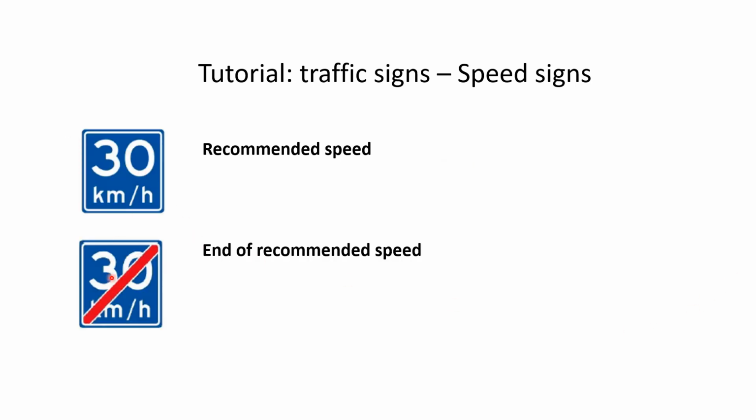These are the blue rectangles, and we know that the blue rectangle represents information or direction. So these are basically the recommended speeds. Now the maximum speed may be different, but you're advised to drive at 30 kilometers per hour. And here the recommended speed ended, and then you may drive as per the maximum speed or depending on the traffic.